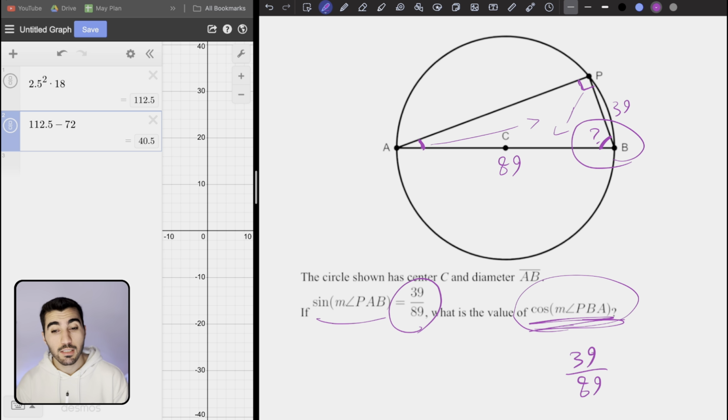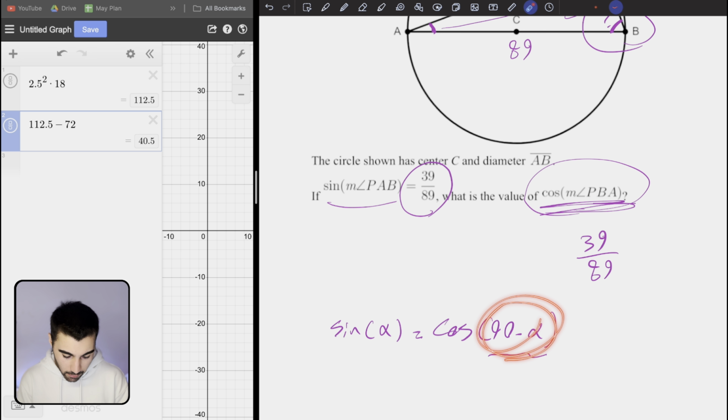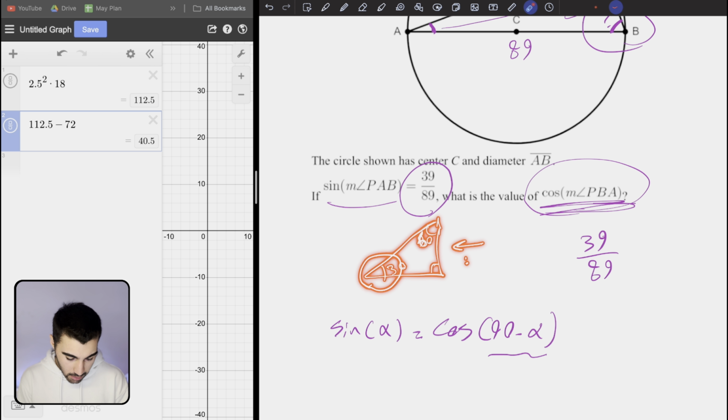You could also use the complementary rule that says in a right triangle, the sine of alpha is equal to cosine of 90 minus alpha. Why do we have 90 minus alpha? Because in a right triangle, let's say here's 90, here's 30, here's 60. The sine of this is equal to cosine of this, so sine alpha, 30 degrees here, is equal to cosine of 90 minus alpha. 90 minus 30 is 60.